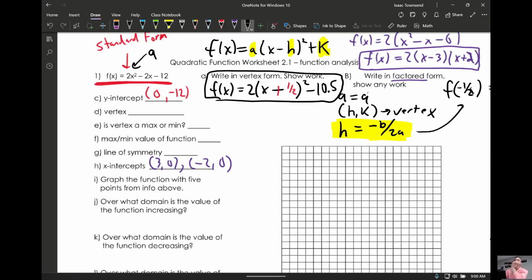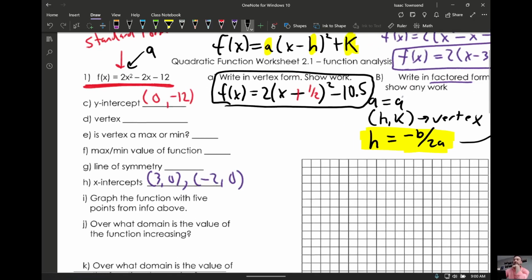Okay, so the purpose of vertex form, the reason why it's popular, is if you know how to read this, you can get the vertex out of this in about 3 seconds. The vertex is h, k, and notice h is the thing you subtract from here, but k is the thing you add from there. So the thing I'm subtracting from h is negative 1/2, and the thing I'm adding to the function is negative 10.5. So it's like opposite of this, but then not opposite of that.